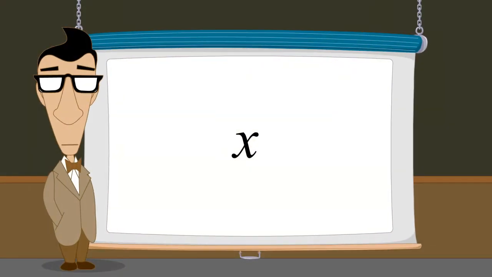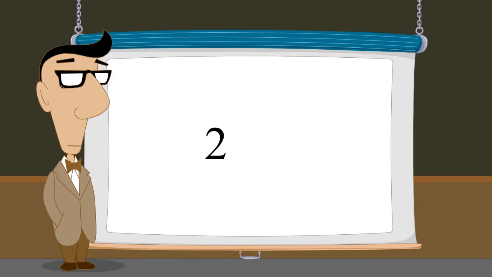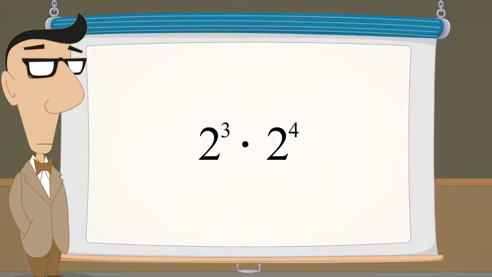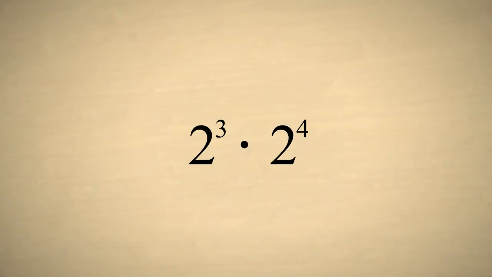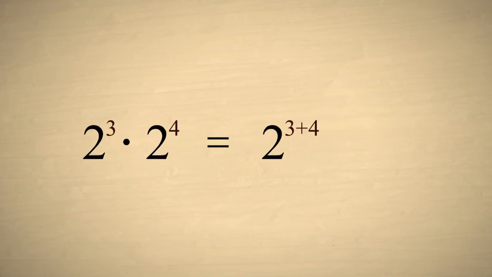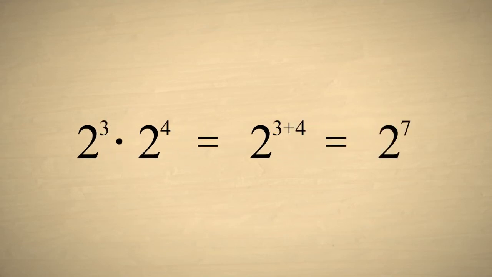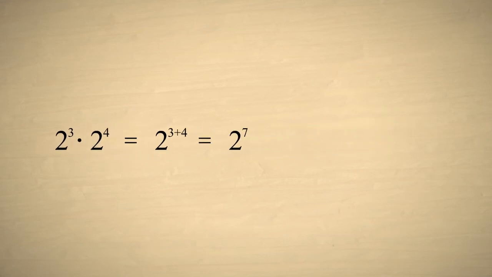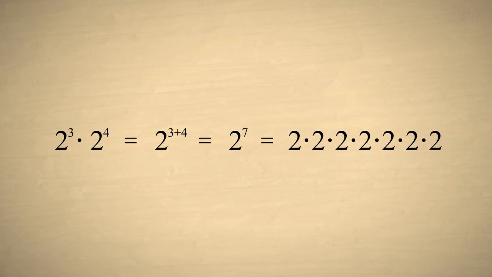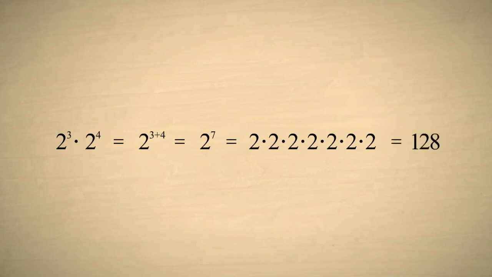In the next example, the terms in the expression have bases which are numbers instead of variables. Let's simplify 2 cubed times 2 to the 4th. Adding the exponents, we get 2 to the 7th power, which is the same as 7 2's multiplied together, or 128.